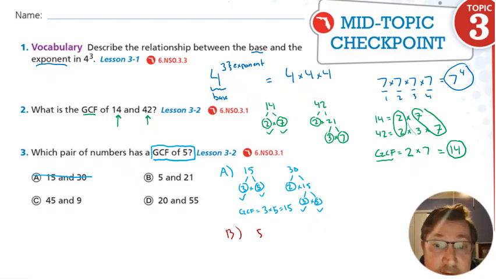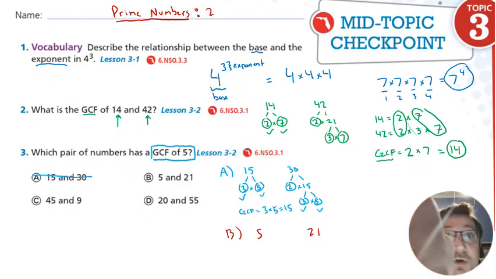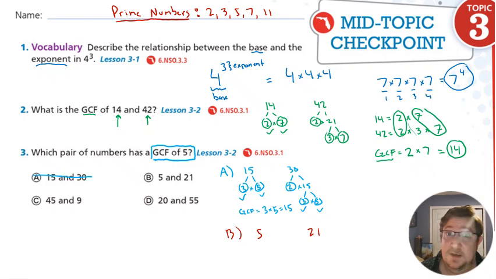5 and 21. And also, let's write on the top some prime numbers. So just try to memorize these. So you know that if you see these numbers, you're going to circle them. So 2, 3, 5, 7, 11. I'd stop there. You probably won't go past 11 on a 6th grade test. So if you see a 2, 3, 5, 7, 11, right away, circle them.